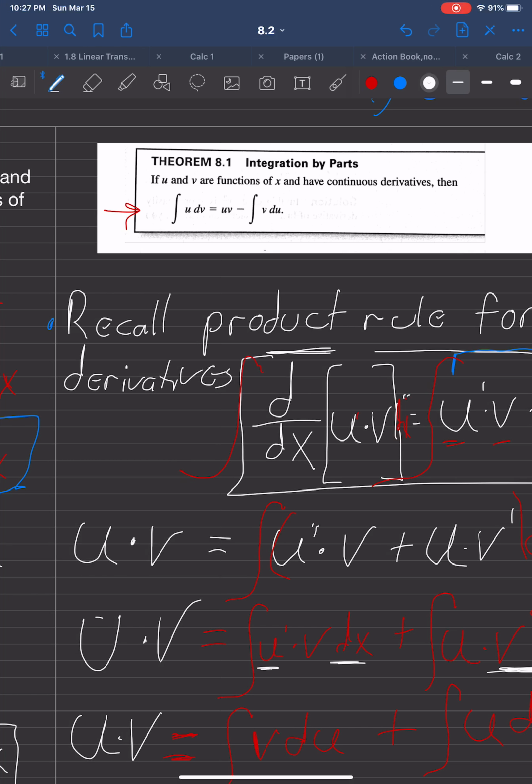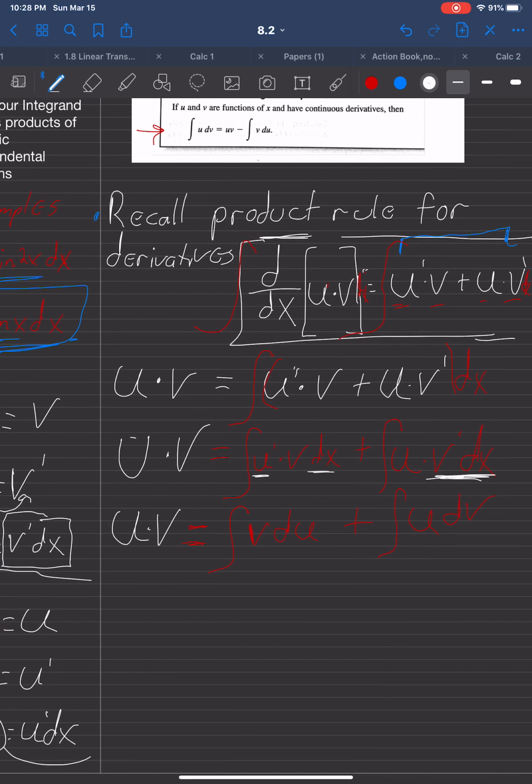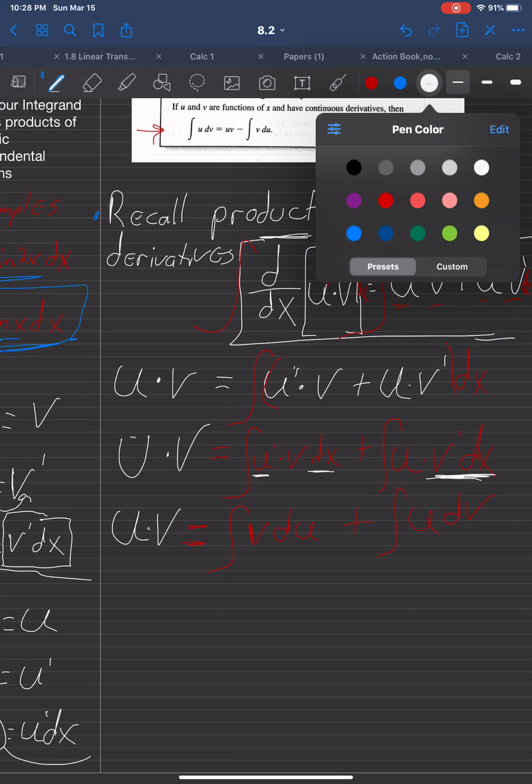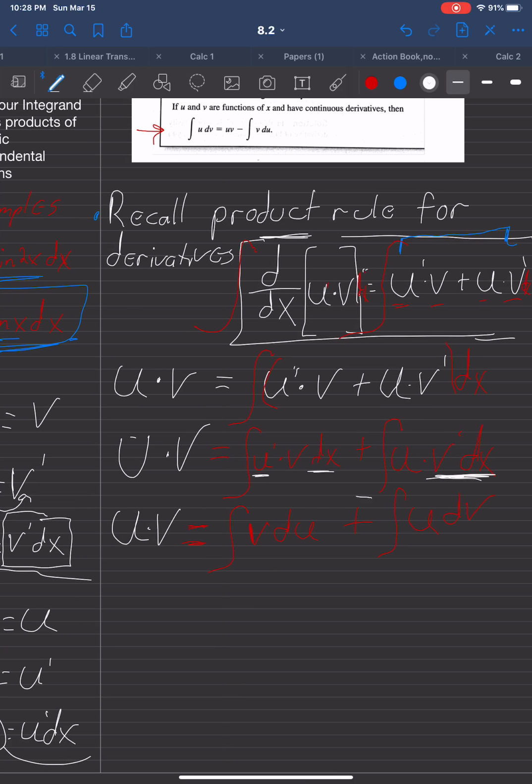The only thing is, if you let me zoom in to Theorem 8.1, what you can notice is that they've just rearranged the equation. Okay? So if I simply move my integral of v du to the left side, operationally, you have to subtract that to get it to the other side of the equation.